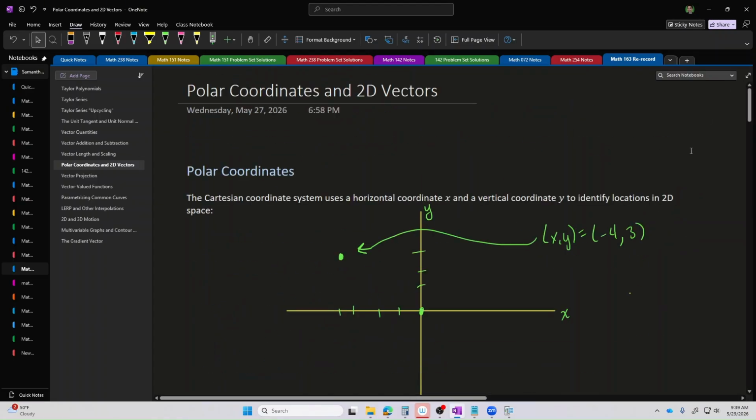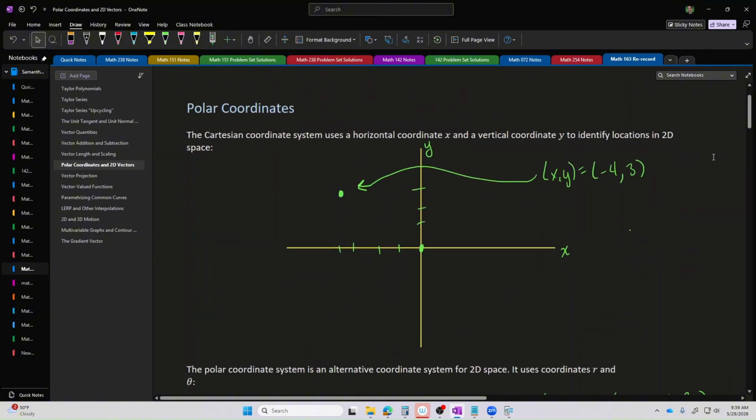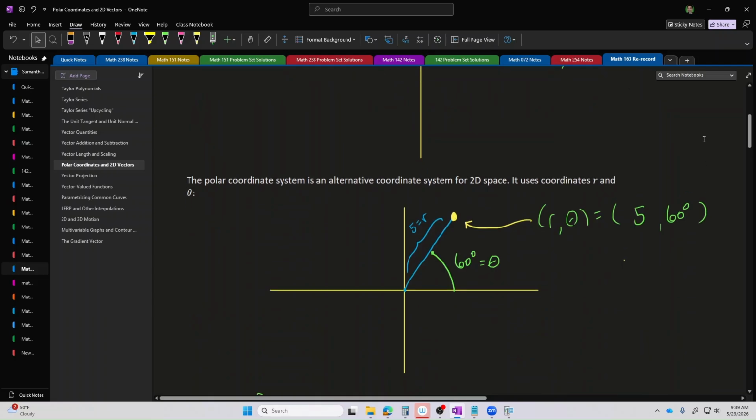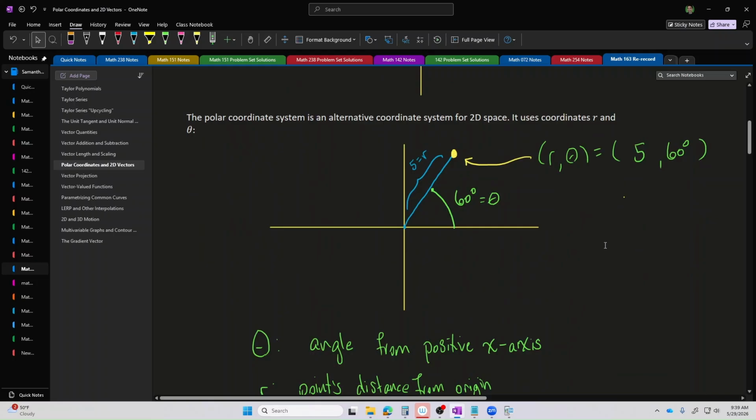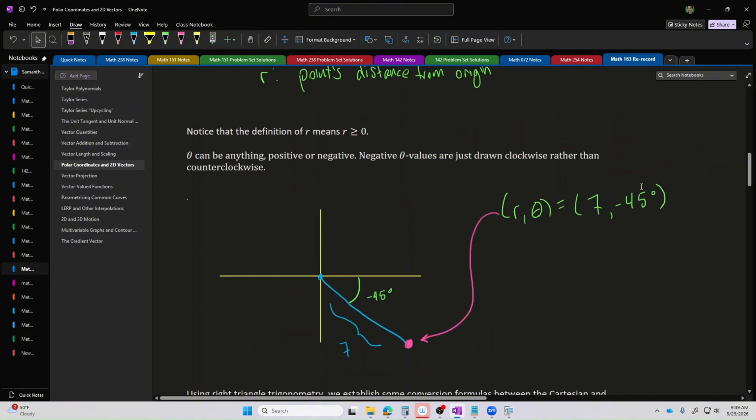Okay, in this video we reviewed polar coordinates. The polar coordinate system was an alternative way of representing locations in two-dimensional space. Instead of representing locations using a horizontal x component and a vertical y component, we represented locations using a radial distance r and an angle theta, as measured from the positive x-axis.